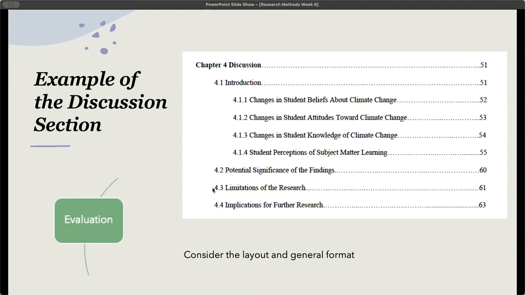Now, I have seen theses where the limitations and implications for further research were placed after the conclusion. It can be done. Please check with your thesis supervisor. I don't really like it in that order because to me, a conclusion, you're signing off on the whole thesis. So I prefer to see those in the discussion section. To me, it just makes more logical sense here.